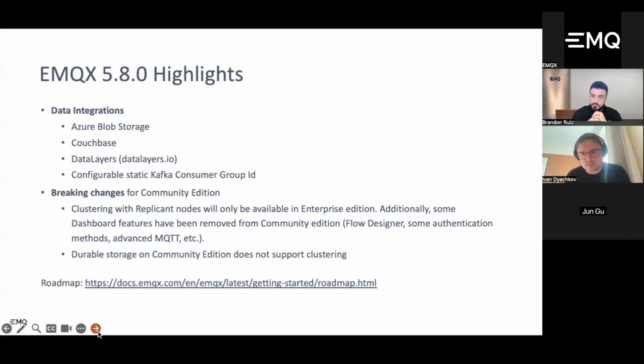Unfortunately, we had to introduce some breaking changes for Community Edition. It will not be possible to add replica nodes in Community Edition. From now on, it will be an enterprise-only feature. And some features have been removed from the dashboard, flow designer, some authentication methods, and a few more. And unfortunately, you can use durable storage in Community Edition, but only without a cluster. So you can run a single EMQX node with durable storage enabled, or a cluster of core nodes without durable storage.